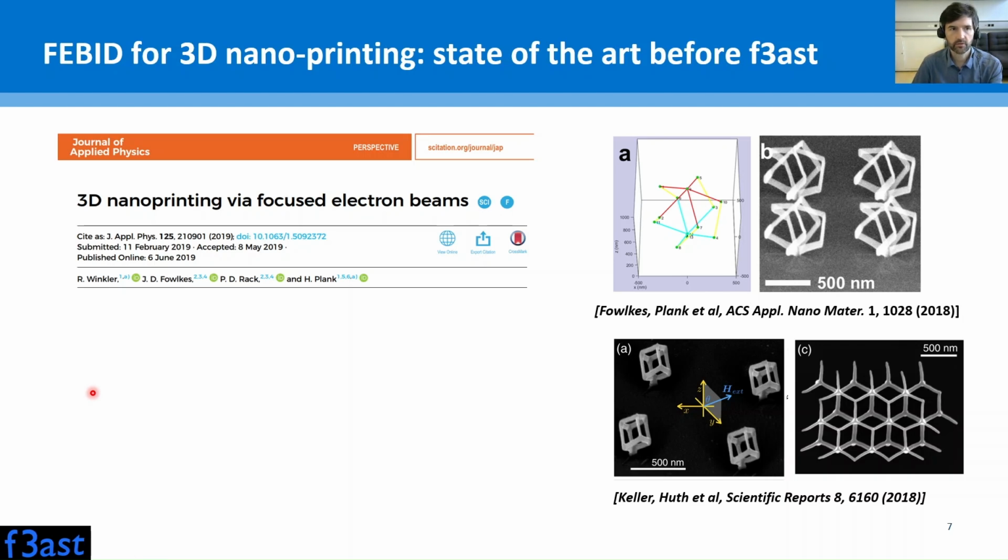So as I explained in the introduction, Febit has a unique ability for 3D printing at nanoscale resolutions. And this is something that is the main focus of f3ast. But before f3ast, there was a lot of development in this realm.